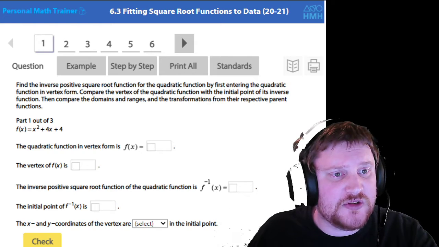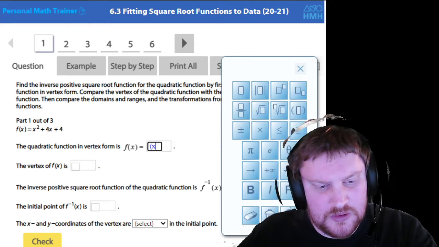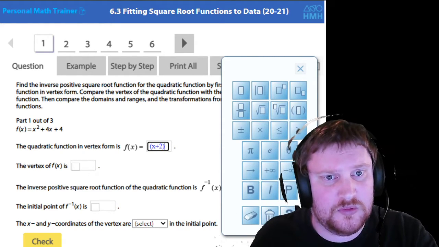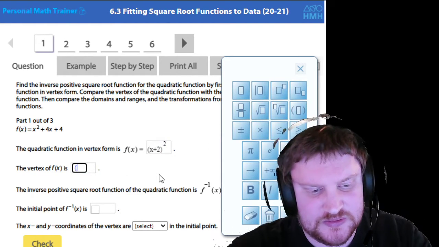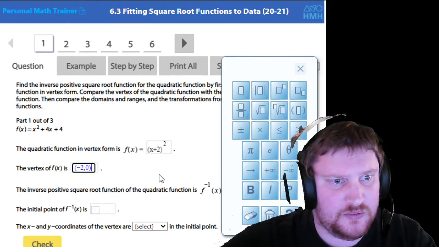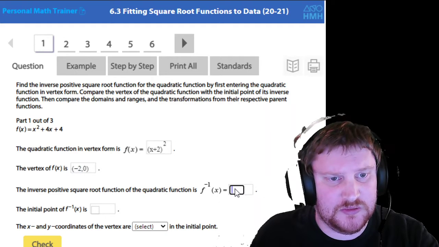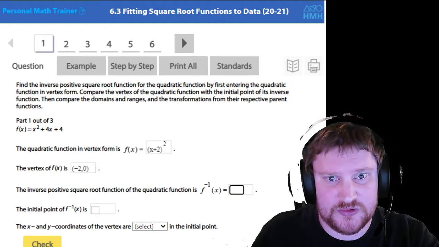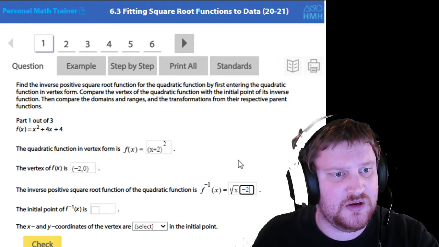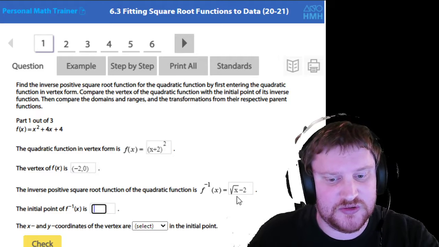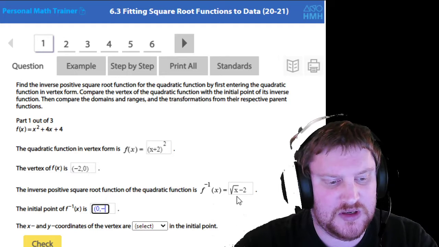So, quadratic function in vertex form, that was the first thing we found. It was x plus 2 squared. Vertex of f of x is negative 2 comma 0. The inverse positive square root function, that's the last thing that we came up with, which was square root of x with minus 2 on the outside. The initial point of the inverse is going to be 0, comma, negative 2.